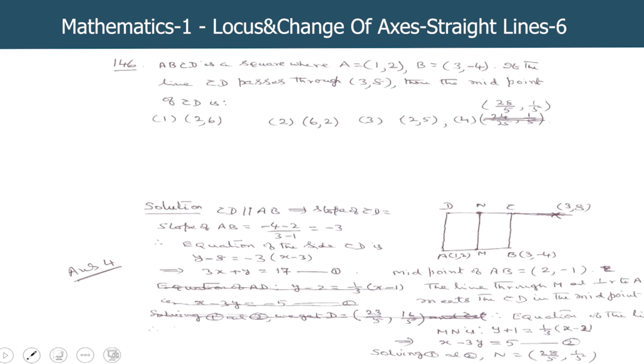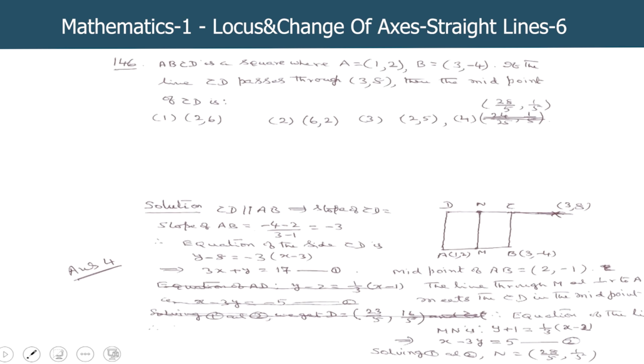What is asked? The CD passes through 3 comma 8, and the midpoint of CD is asked. Because it is a square, if you draw the perpendicular to AB at the midpoint of AB, then that line must intersect the side CD in its own midpoint. Because ABCD is a square, if M is the midpoint of AB, then the line passing through the midpoint of AB at right angles to AB meets the side CD in its midpoint.